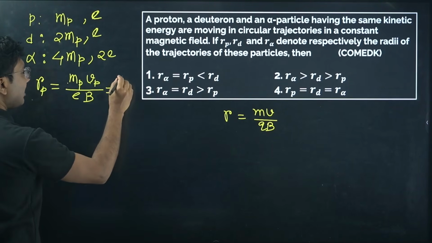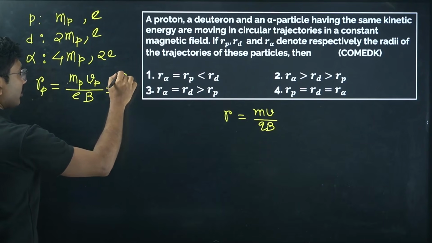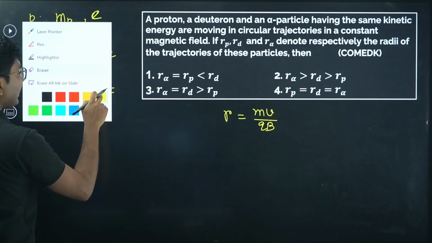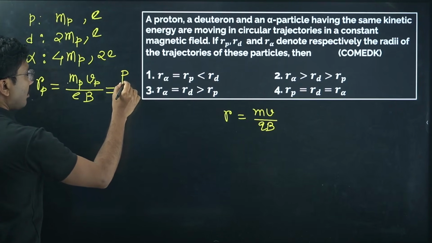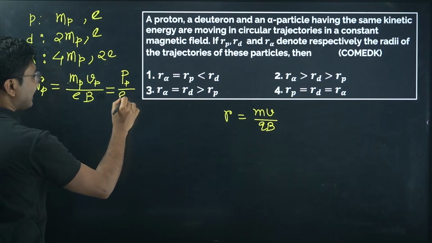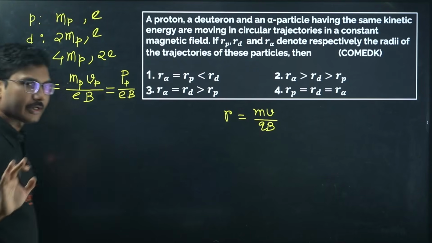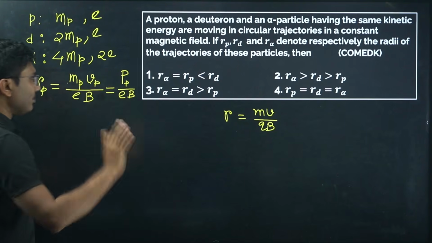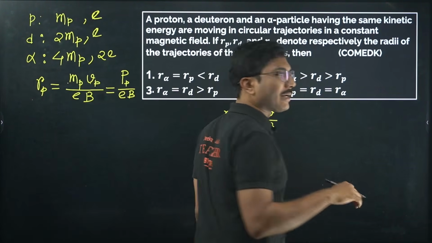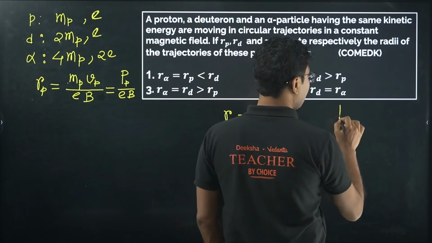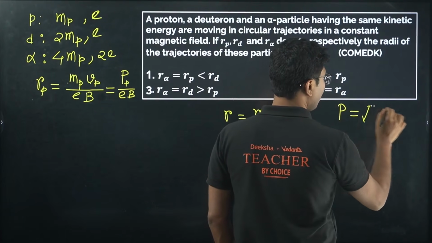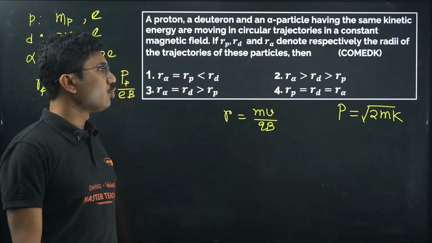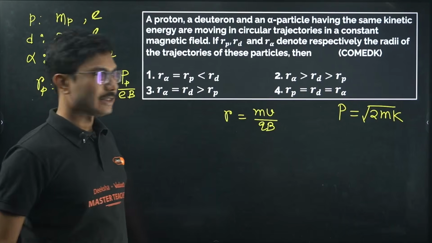So this is the momentum, not potential energy, momentum of proton divided by charge of proton and B. This is a shortcut way. If you know the momentum of proton, you can calculate this in one step. So how to relate momentum and kinetic energy? Momentum of any particle is given by square root of 2m into kinetic energy.